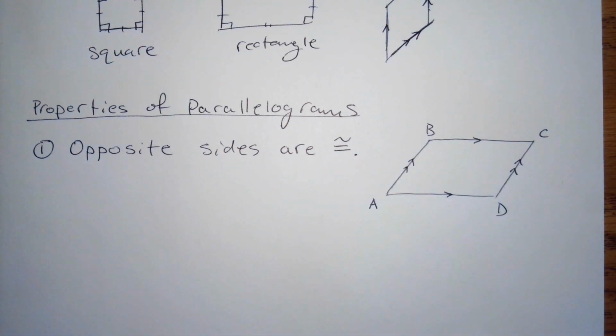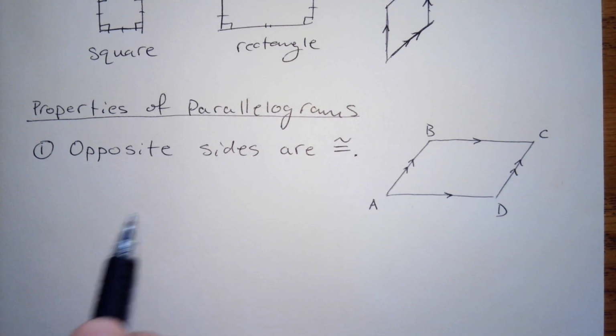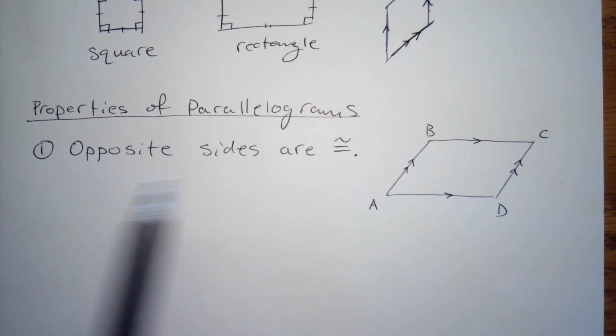If opposite sides are congruent, what two segments are congruent? Like, what two pairs of segments? Raise your hand if you know. If you understand what this sentence means.